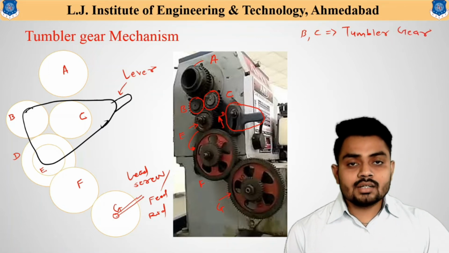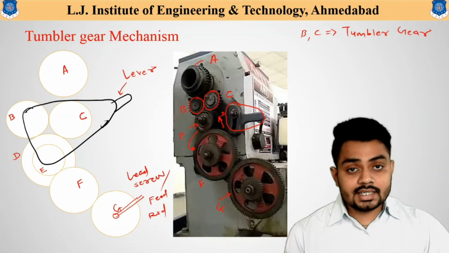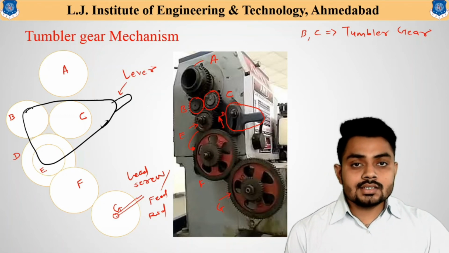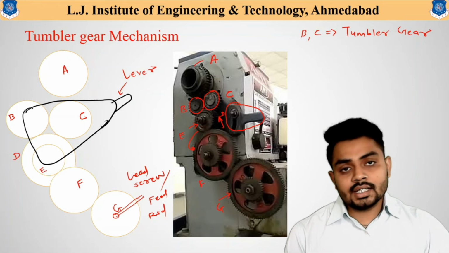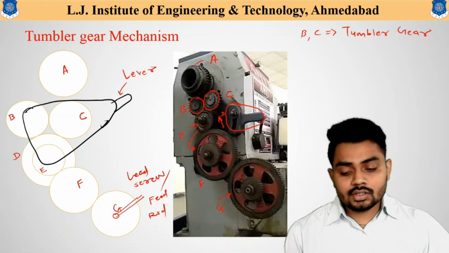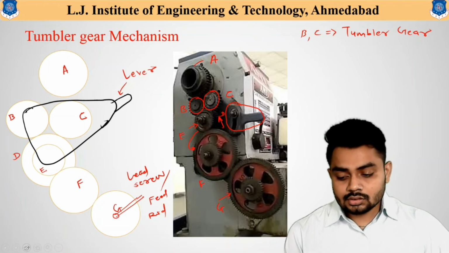So these gears B and C are useful, that's why they are called the tumbler gears, and this entire mechanism is called the tumbler gear mechanism. So how is this motion transmitted? For that, let us have a look at this portion.